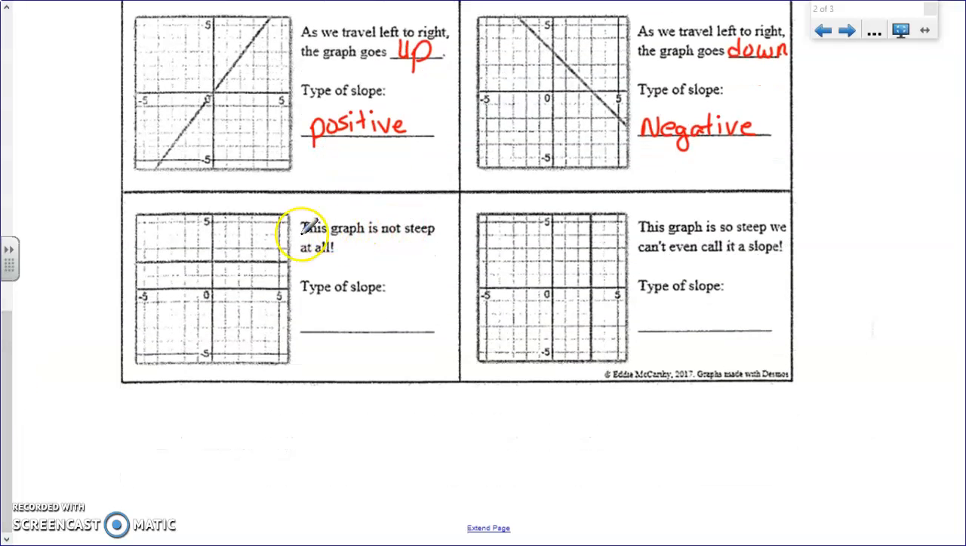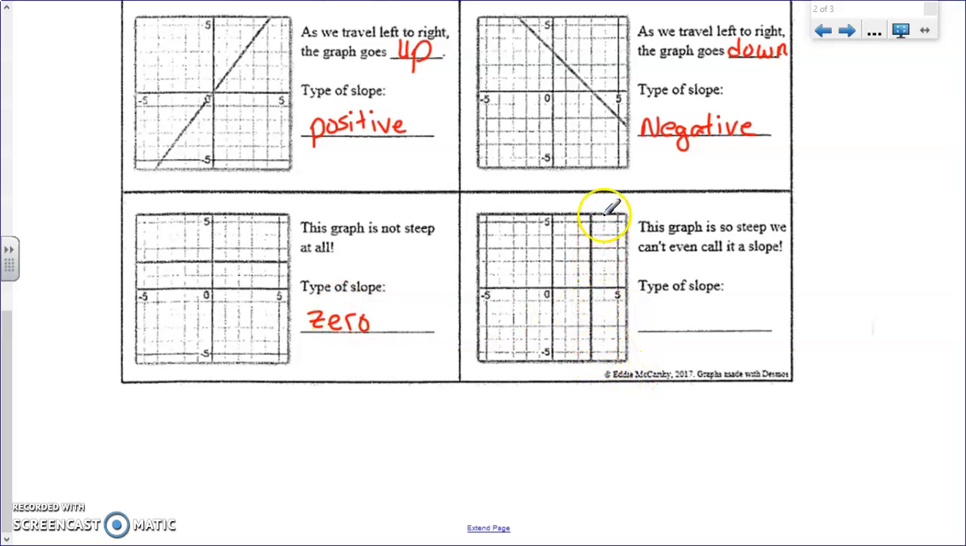Okay, here, this line isn't steep at all. It is a horizontal line. Wait just a second. Please listen. If you were walking, does it take a whole lot of effort to walk across it? In general, no. So it takes 0 effort. So this line has 0 slope.